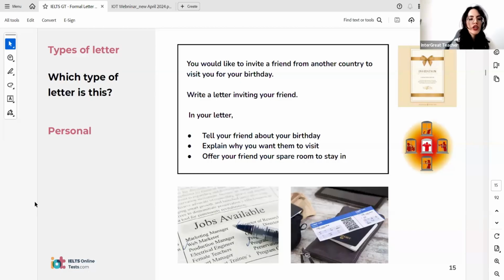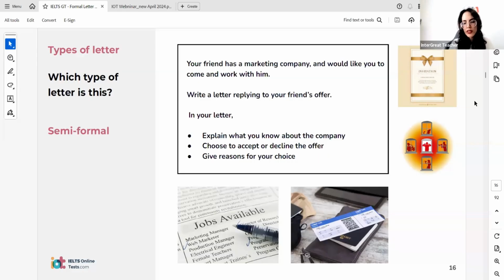Because I'm applying for a job. The context is formal, it's work. But yeah, I'm writing to a friend anyways. So I'm going to use the semi-formal structure and layout. Okay, exactly. Let's do another one.